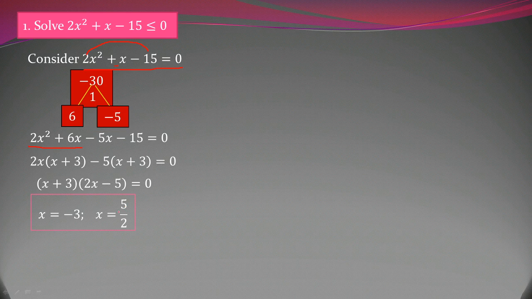After you get the values of x, what you need to do is plot these values on the number line. The values of x are minus 3 and 5 by 2. So this is minus 3. And 5 by 2 in decimal is 2.5. You just consider it like this. So you have plotted these values on the number line.